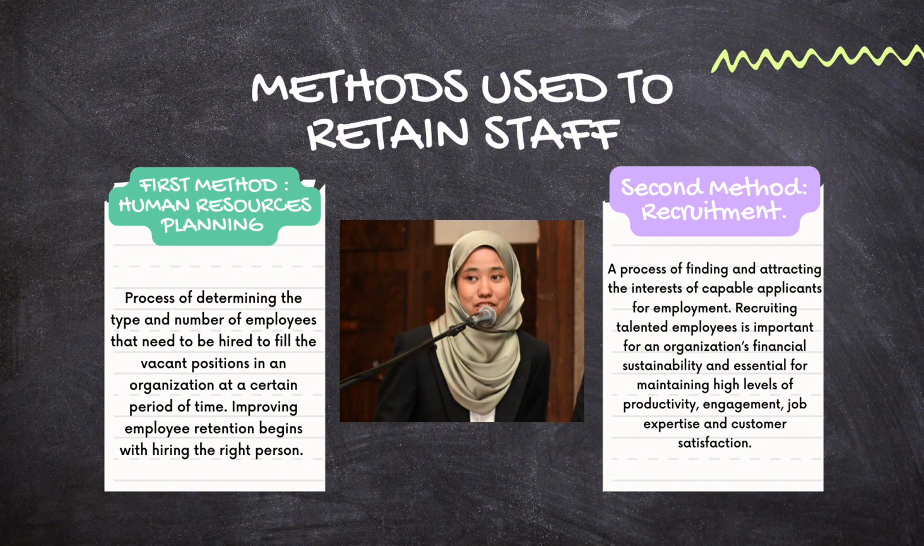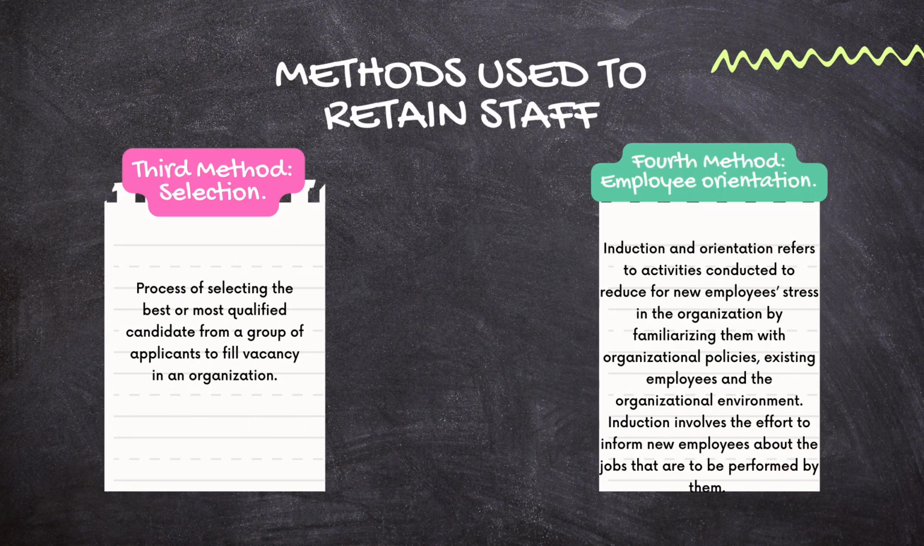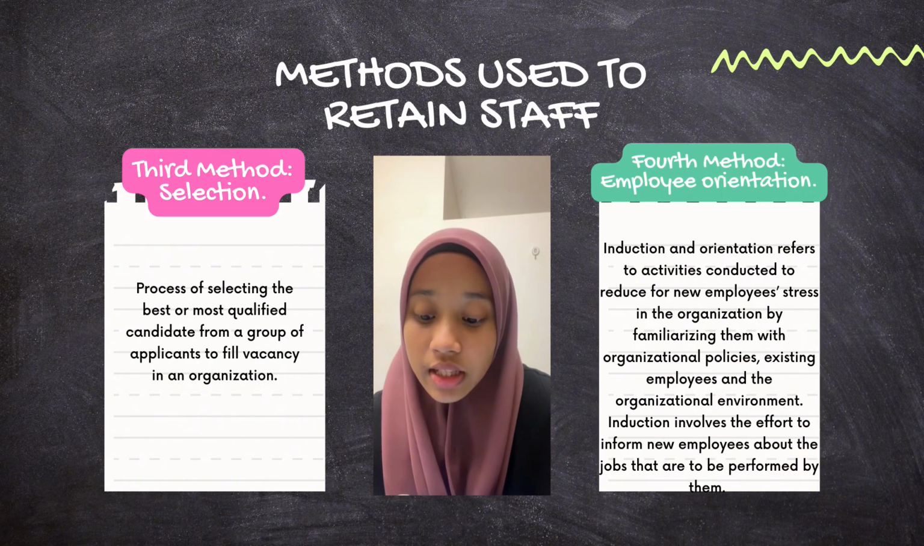The second method is recruitment, a process of finding and attracting the interest-capable applicants for employment. Recruiting talented employees is important for an organization's financial sustainability and essential for maintaining high level of productivity, engagement, job expertise, and customer satisfaction. The third method is selection.